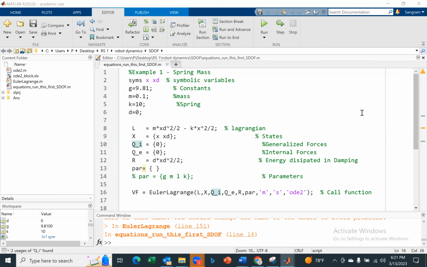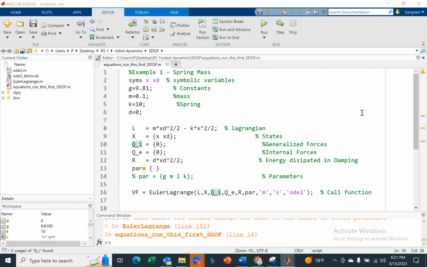Vf, which is the function, for that we need to call Euler-Lagrange, and then you have to specify this. This will remain as is. So for every dynamic robot or any robot dynamics or any multi-body dynamics, line number 16 is going to remain as is. L, X, Q, I, Q, E, R, M, S, and ODE2. Everyone understood this?